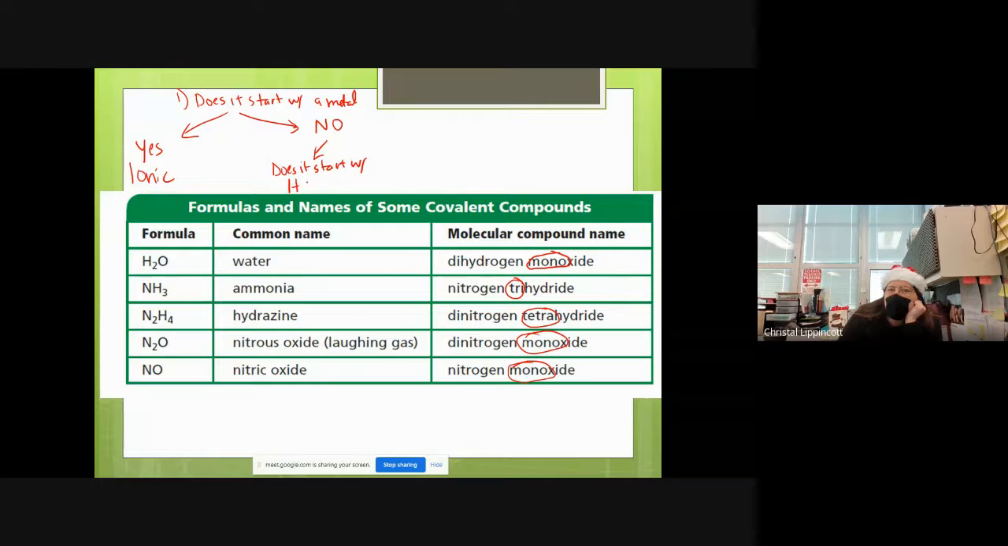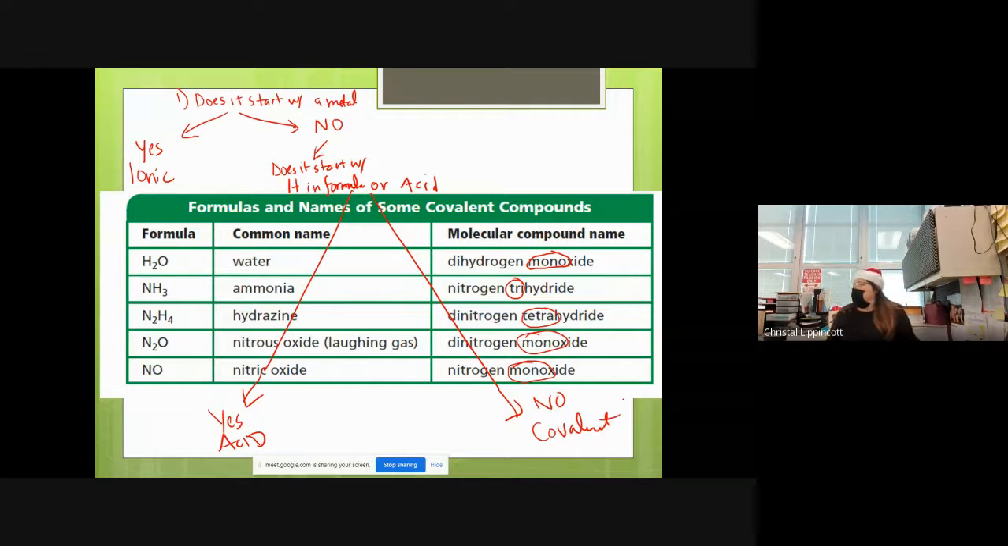in the formula, or acid in the name? If the answer there, and I'm going to have to go way down here, is yes, then use your acid rules. Okay. If the answer is a no, then it's covalent. Easy enough to identify those? Can you do that?